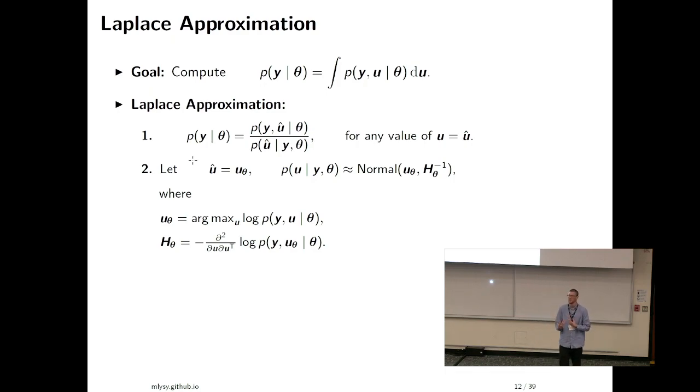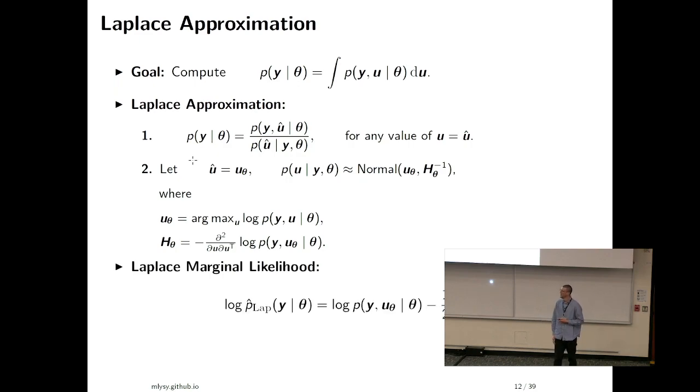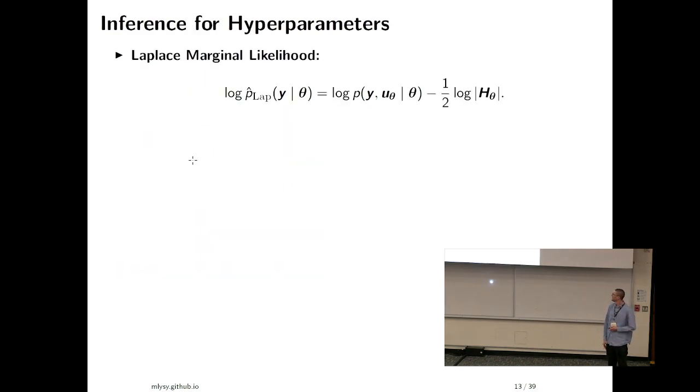To me, it's beautiful, it's simple, and in many cases, it can be very effective and very fast, of course, compared to the full integration. Once you do the math of all this, it turns out that this just reduces to a very simple form. So you've got the mode sitting over there, you plug that into your joint distribution, and then you have to take the log determinant of your Hessian. All right, so this is great.